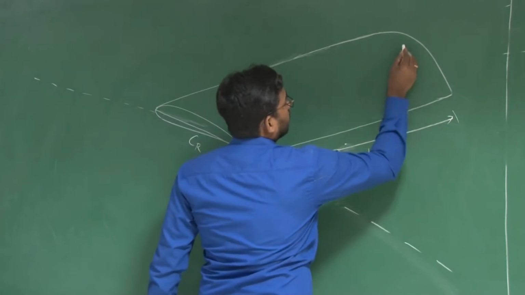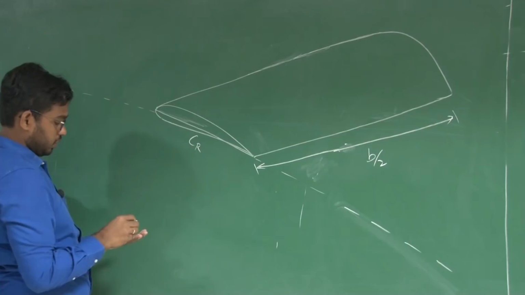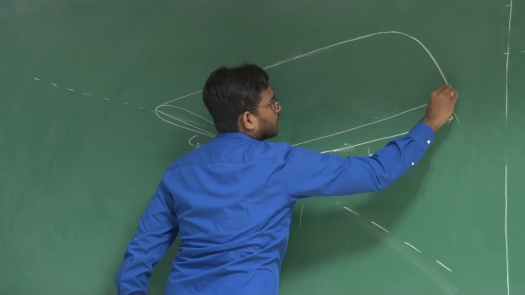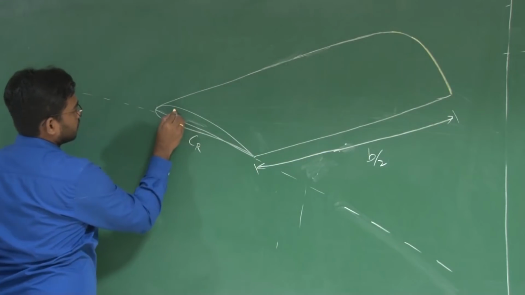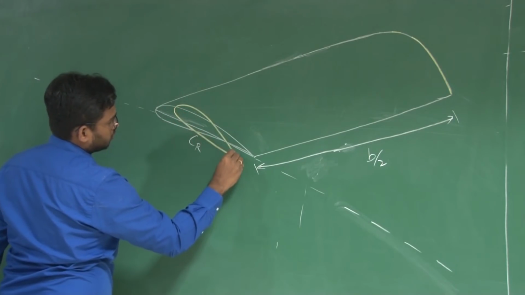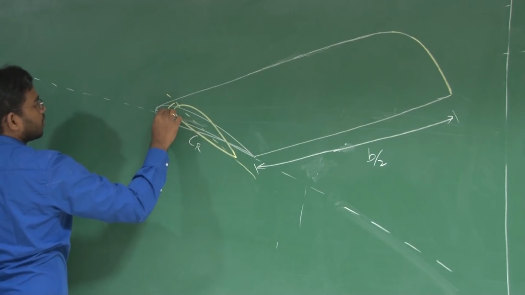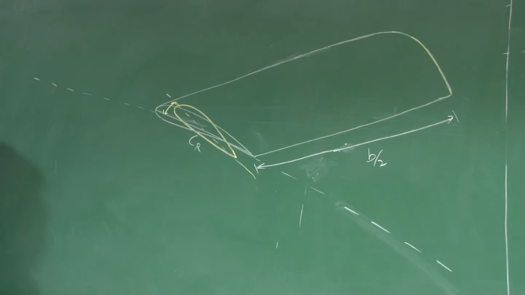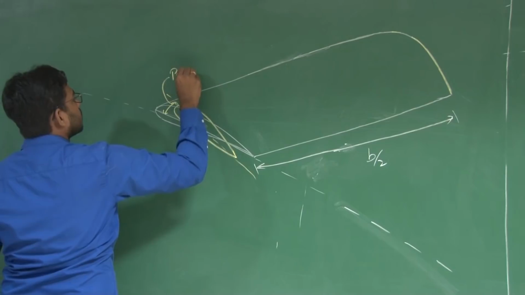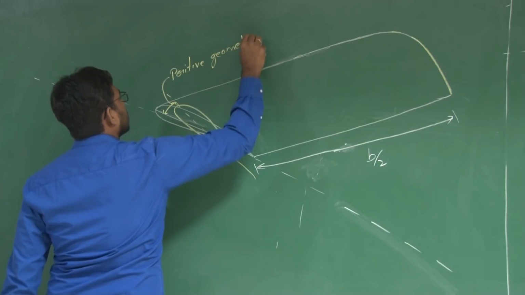Now, let us say I project this tip aerofoil onto the root. If the chord of this tip aerofoil is above the chord of this root aerofoil, then we call it positive geometric twist.